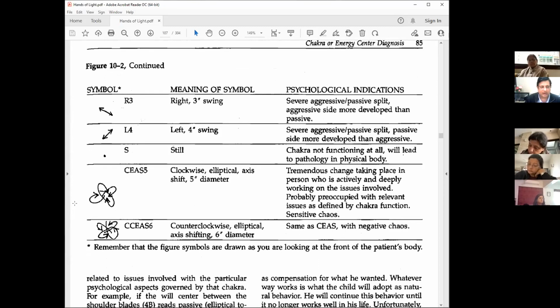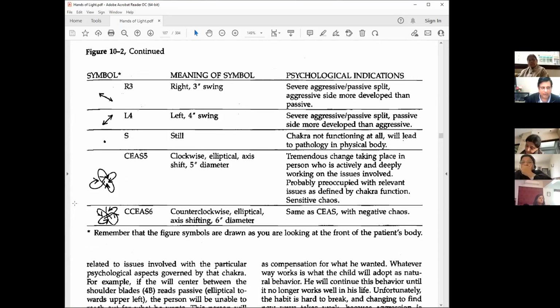And the other thing over here, one is still. R means that it's not going elliptical, it's going straight, up, down, up, down. And S means still. And when the axis is not in the center, it will go here and there. So A stands for axis. They put here AS, axis shift. Everyone clear with this?